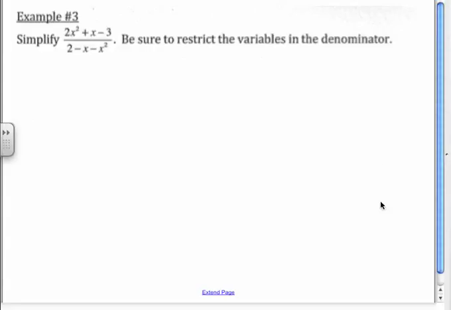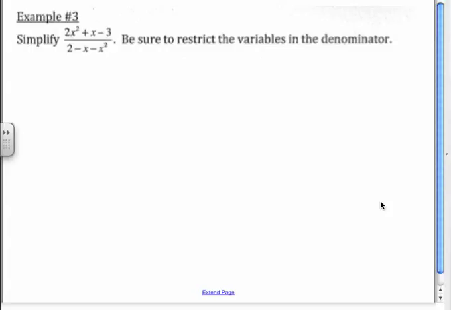Okay, guys, example number 3, same thing again. It says simplify 2x squared plus x minus 3 over 2 minus x squared. Guys, we've got a number of things that we need to do first.